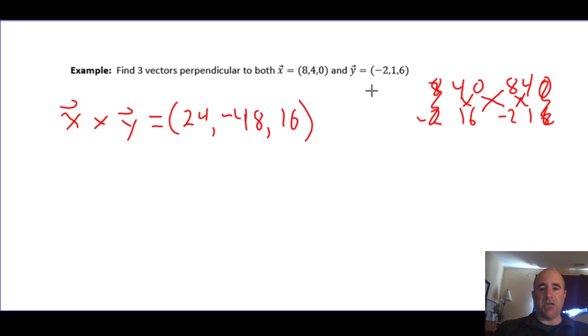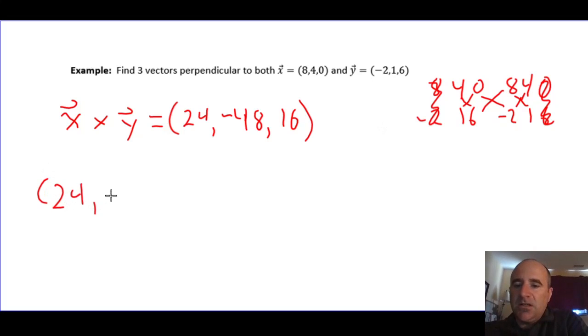Now you may want to double check and make sure that when you dot it with x and y, you do get 0. So if I take that vector, 24 times 8, I'm dotting with x right now in my head, plus 4 times negative 48 does in fact give you 0. If I take it now and dot it with y, I get negative 48 minus 48 plus 16 times 6, which is also equal to 0. So that's good. So we're supposed to find 3 vectors. I think I just found one. 24, negative 48, and 16.